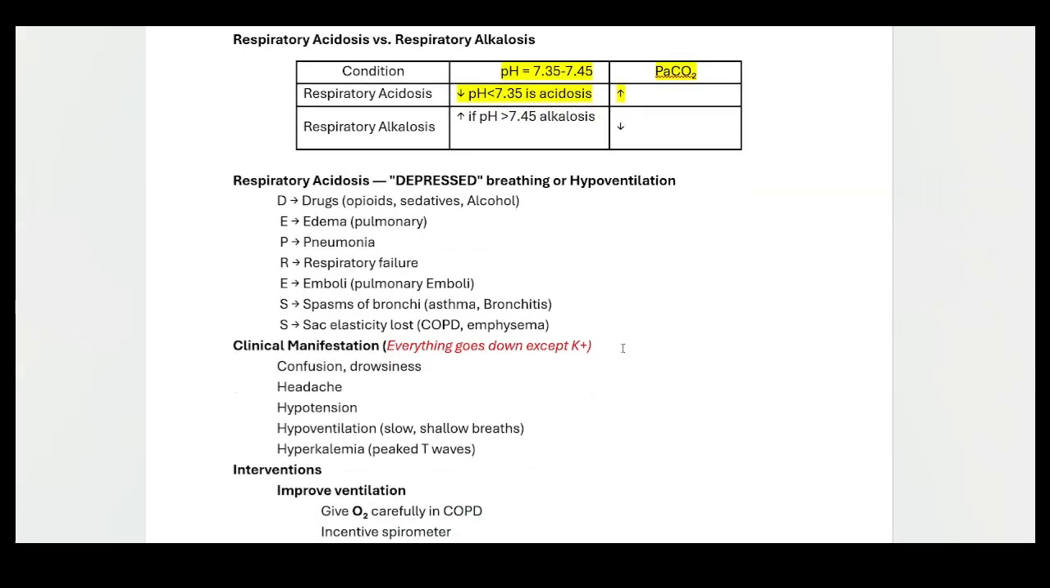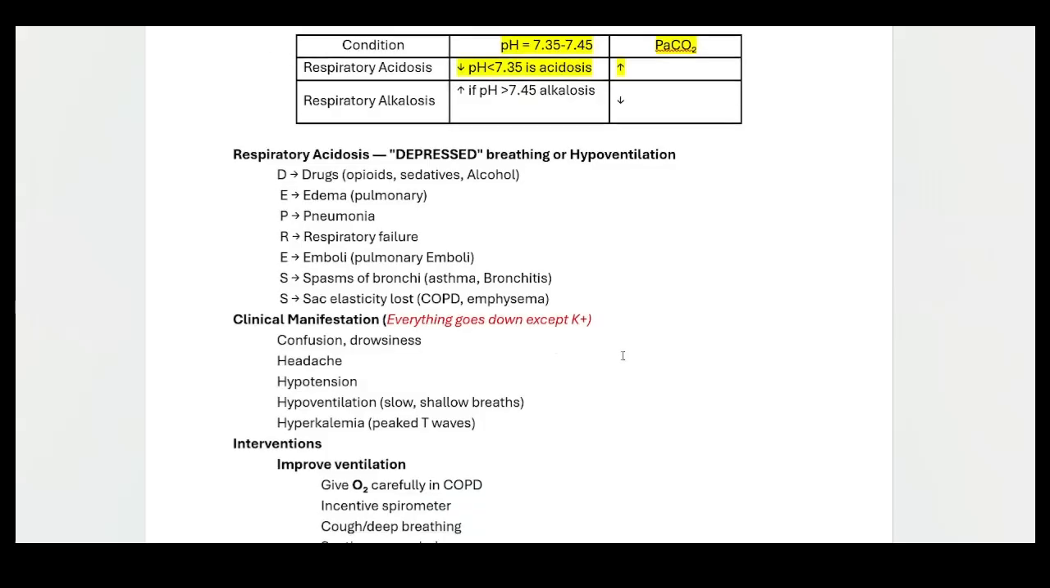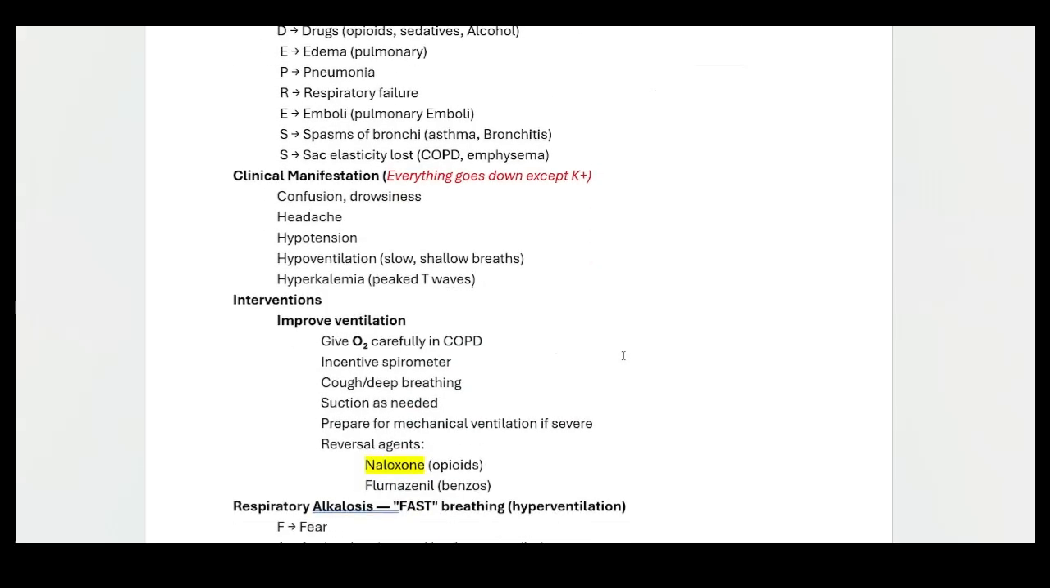Let's look at one. Number one is confusion. They become drowsy. Sometimes they also complain of severe headache, and then blood pressure will begin to go down. We say hypoventilation, which is where the respiratory rate is going down. Then this hyperkalemia, I'll talk about it when it comes to conditions like diabetic ketoacidosis. Those are metabolic conditions, so stay tuned with that.